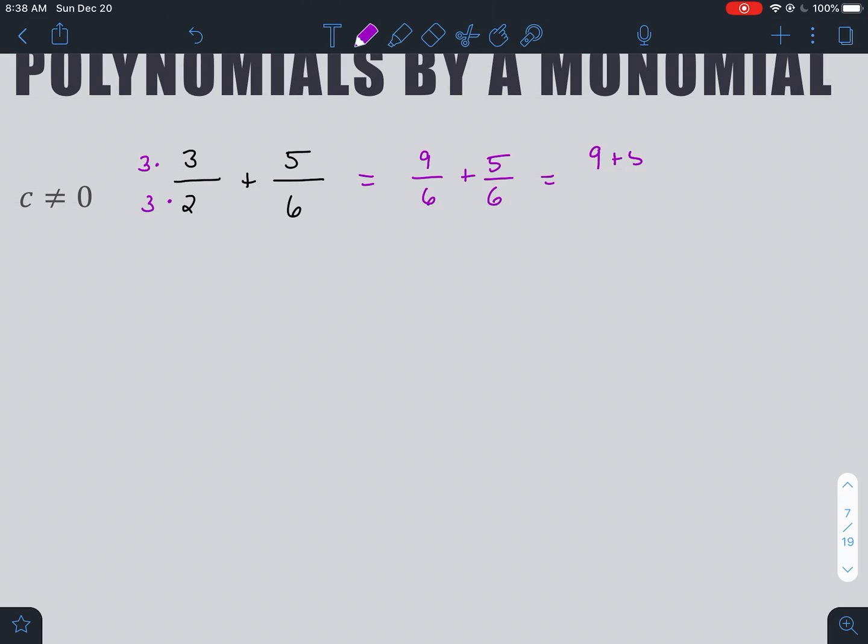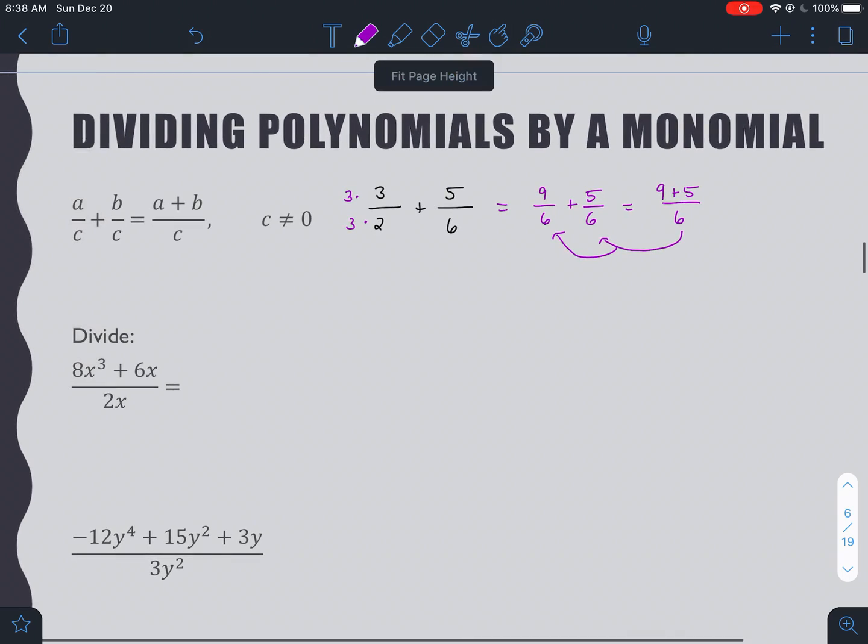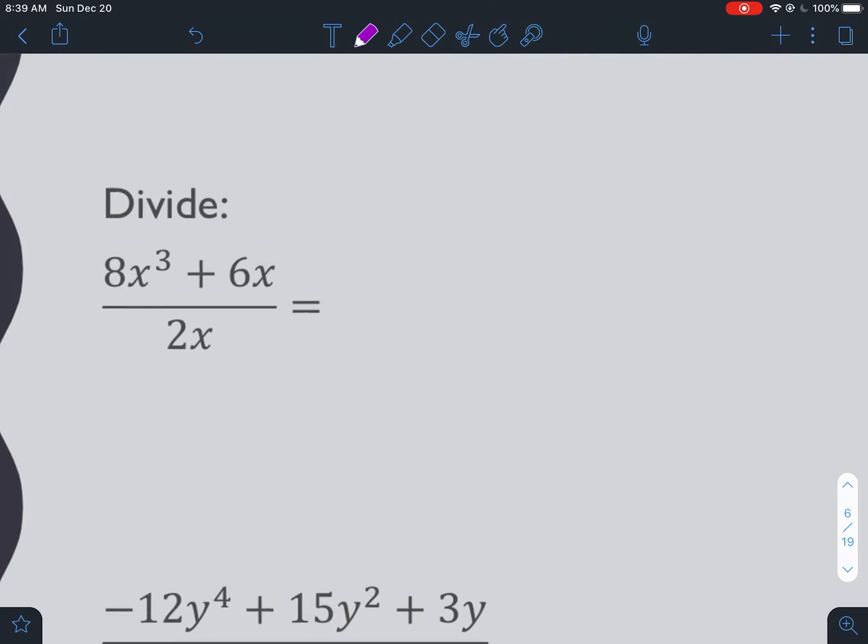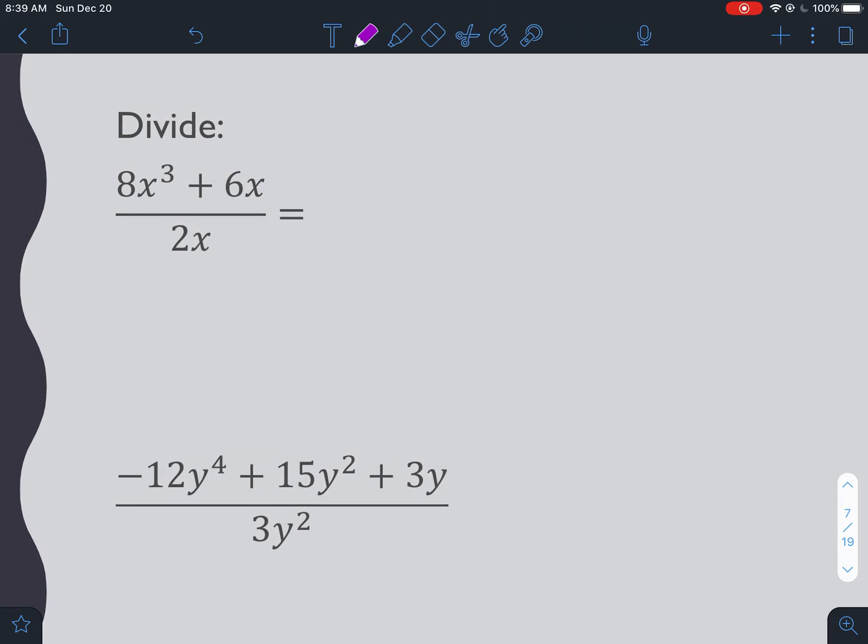9 over 6 is its own fraction and 5 over 6 is its own fraction. And then we can combine them into one fraction by adding the numerators. So we could have 9 plus 5 over 6. But if you really wanted to, you could take the 9 plus 5 over 6, or the 14 over 6, and break it back up into the two pieces that it was before, 9 over 6 plus 5 over 6. So that's kind of what we're going to do for our first method on dividing polynomials by a monomial.